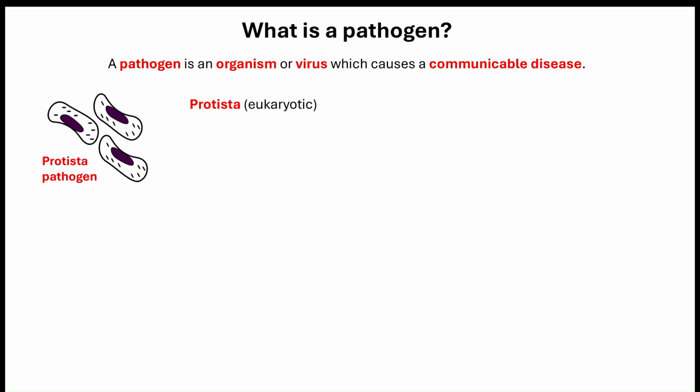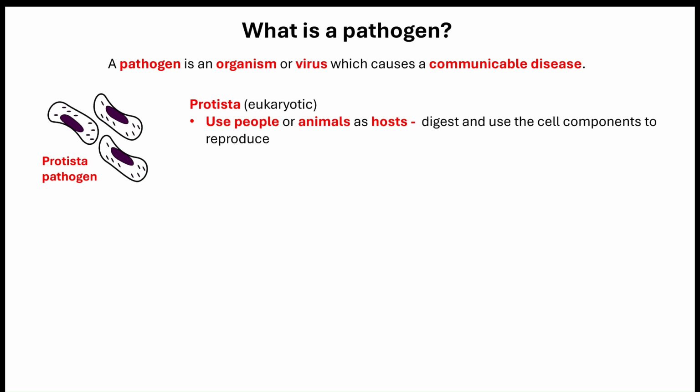So another type of pathogen is a Protista pathogen. Now, Protista, again, is a eukaryotic organism. So they may ask about the fact that it's a eukaryotic organism. You should know that it has a nucleus, that its DNA is associated with histone proteins, that it has membrane-bound organelles. So if they're going to ask questions, they could look at cell structure, as well as looking at you being able to identify it as a pathogen.